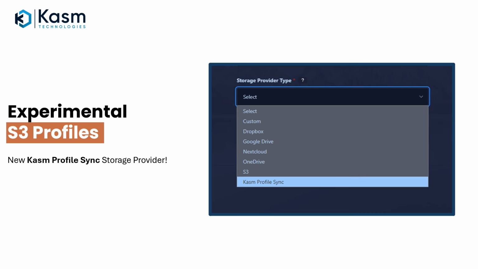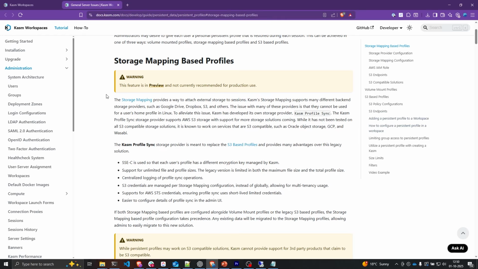In 1.18, we're introducing a new experimental feature that changes how persistent profiles are handled with the new Kasm Profile Sync storage provider. Storage mapping has always provided a way to attach external storage to sessions, supporting providers like Google Drive, Dropbox, AWS S3, and more. However, many of these providers cannot be used as a user's home profile in Linux. To solve this, we developed a new storage provider called Kasm Profile Sync.